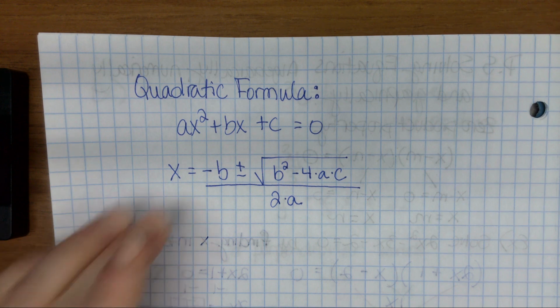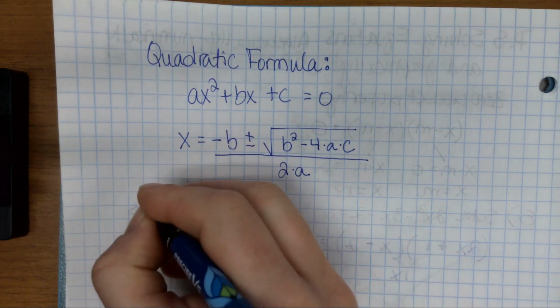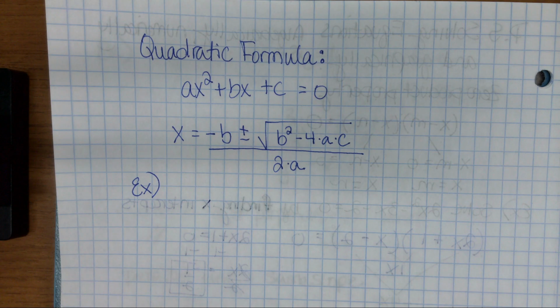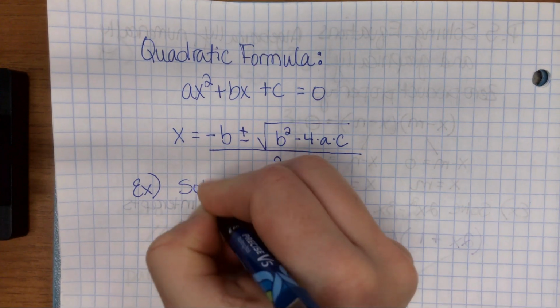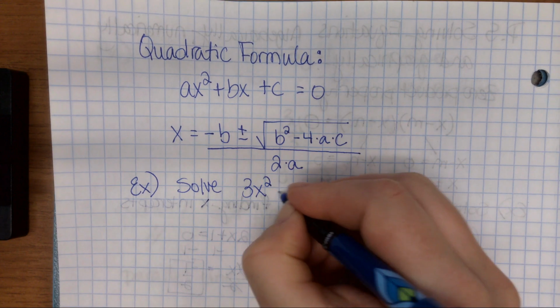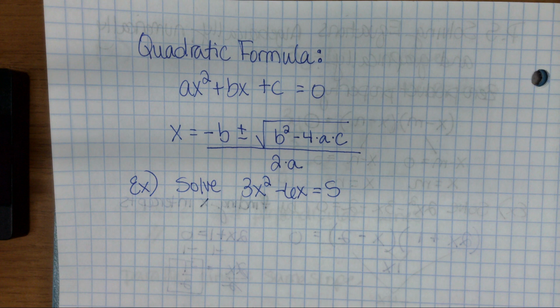So, all right, let's do one. Last example for today, then we're going to do some practicing. Let's solve 3x squared minus 6x equals 5. And we're going to use the quadratic formula to do that.